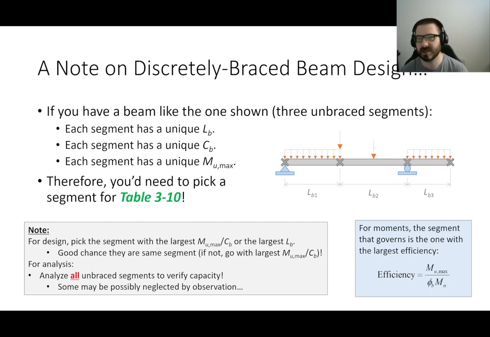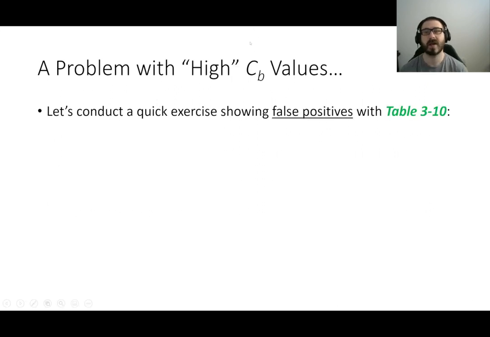And for moments, the section that governs is the one that has the largest performance ratio or efficiency, just the Mu divided by phi-Mn. This note isn't really going to affect the example that we're going to do here in a bit, but I thought it prudent just to mention that as we get into the design we are going to look at today. Now, I mentioned at the beginning of the lecture that today's focus is what I'm going to call high CB values. And the reason why is because there is a problem with high CB values, and the problem is that they can lead to a false positive associated with design.